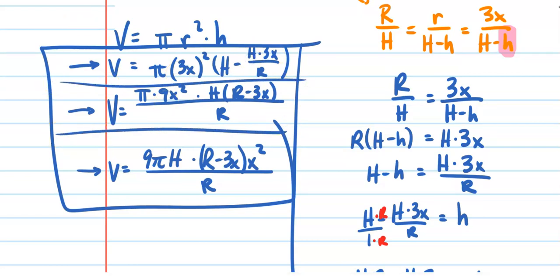Seems like a lot of work for such a messy answer, but this is precisely what we're going after. As long as we can supply the height and the radius of the cone, we can then find the volume of the cylinder based on any x value that we choose from there.